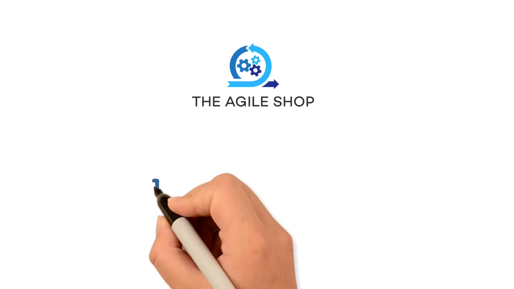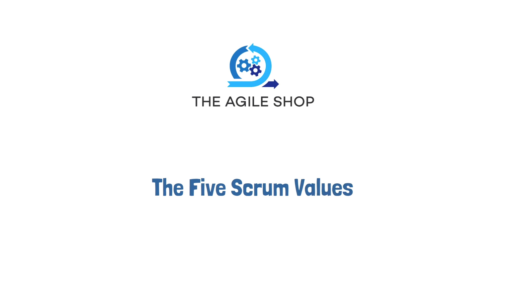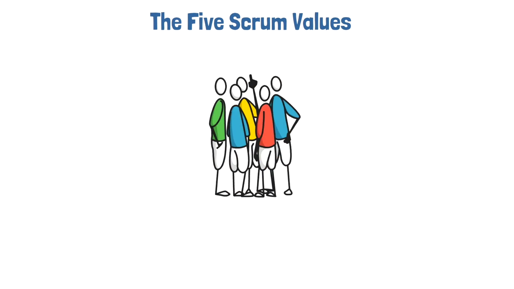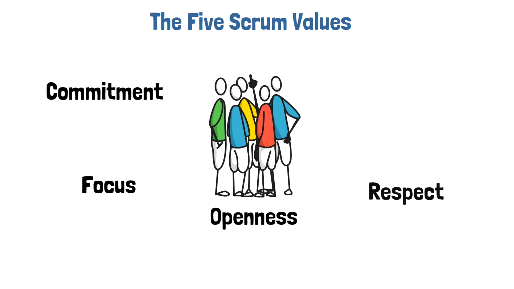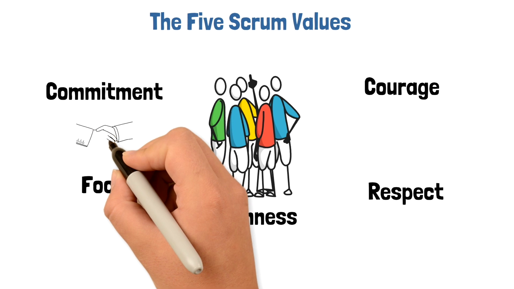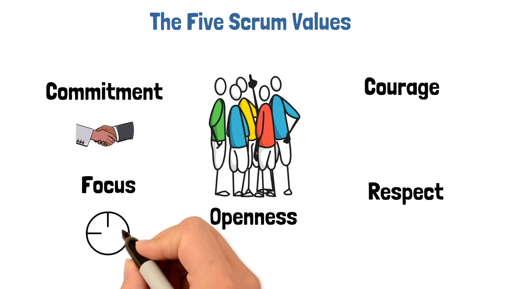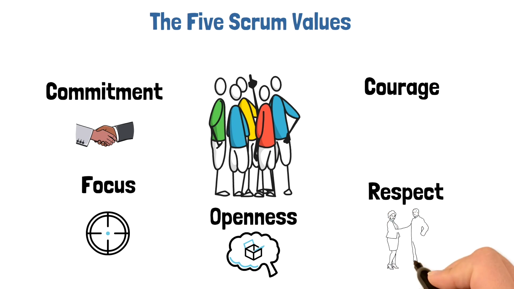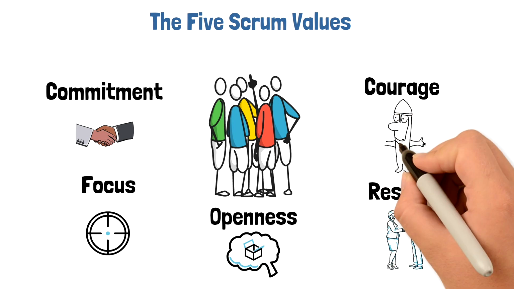In this video, we'll talk about the 5 Scrum values. Successful Scrum depends on the entire team living up to the Scrum values: commitment, focus, openness, respect, and courage. The 5 Scrum values are simple, living them is not. Following the 5 Scrum values usually requires changing a lot of ways of how we work.